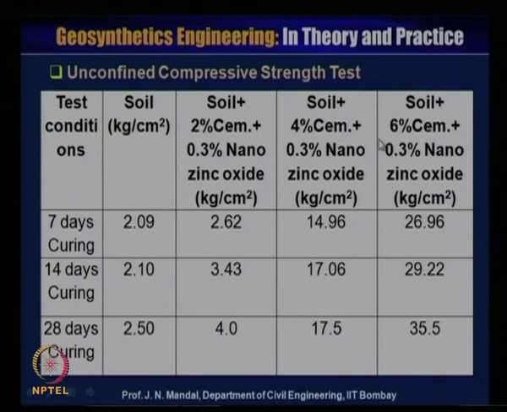Soil plus 4% cement plus 0.3% nano zinc oxide, it is 14.96 for 7 days, 17.06 for 14 days, and 17.5 for 28 days, whereas soil plus 6% cement and 0.3% nano zinc oxide, this is 26.96, 29.22 and 35.5 kg per centimeter square for 28 days cured.